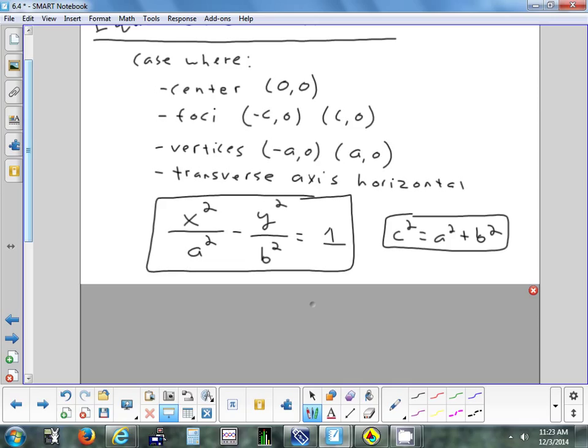And the relationship between a, b, and c, it's similar. Yesterday it was c squared equals a squared minus b squared. Today it's c squared equals a squared plus b squared. That's the difference. This is why it's hard to keep all the formulas straight, because they're so similar. All right? So again, I would put them on a review sheet.